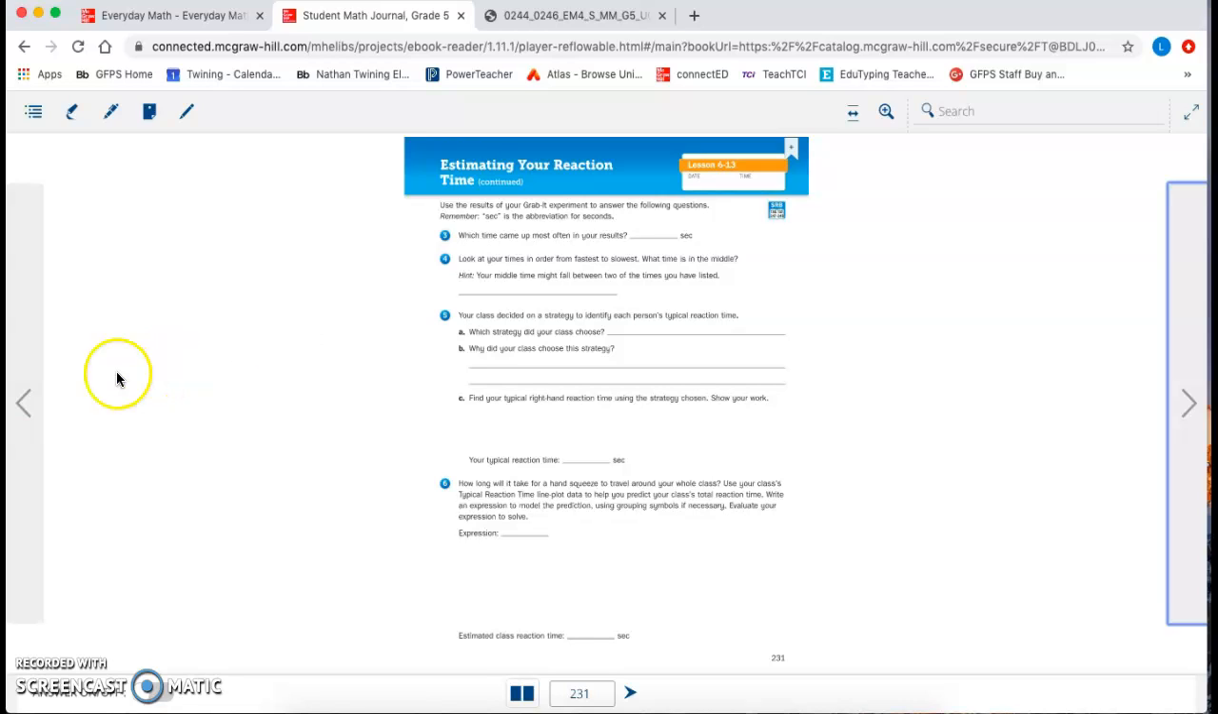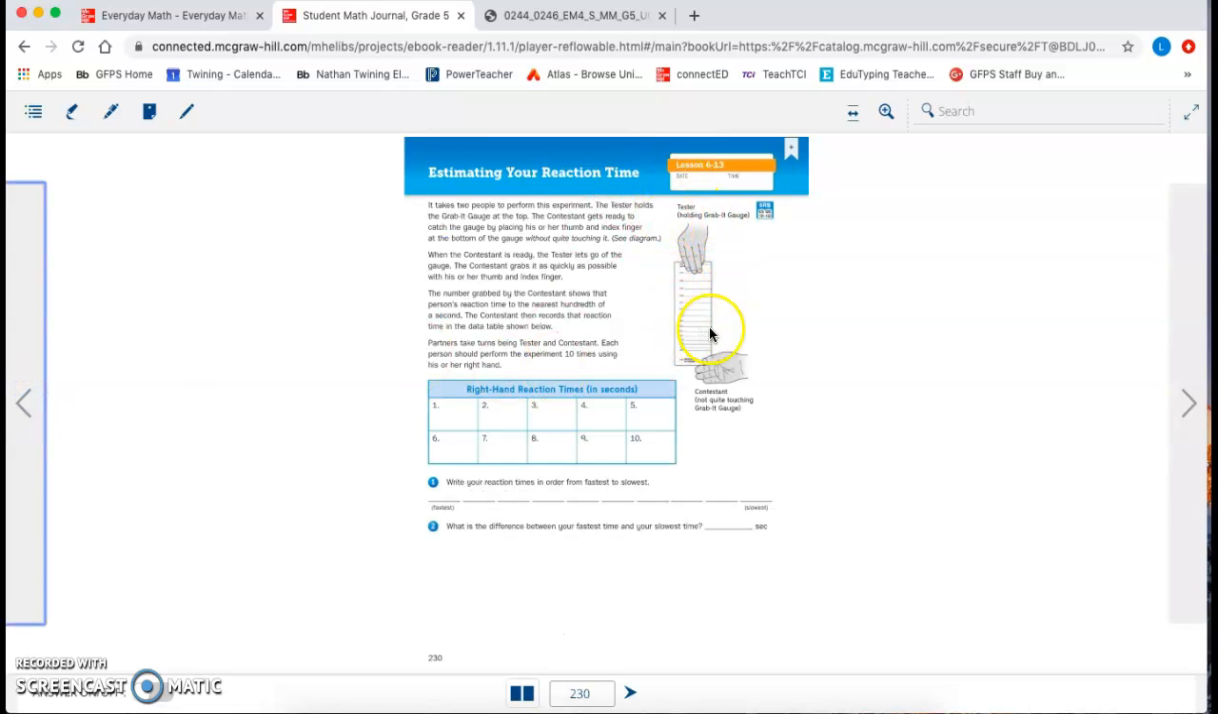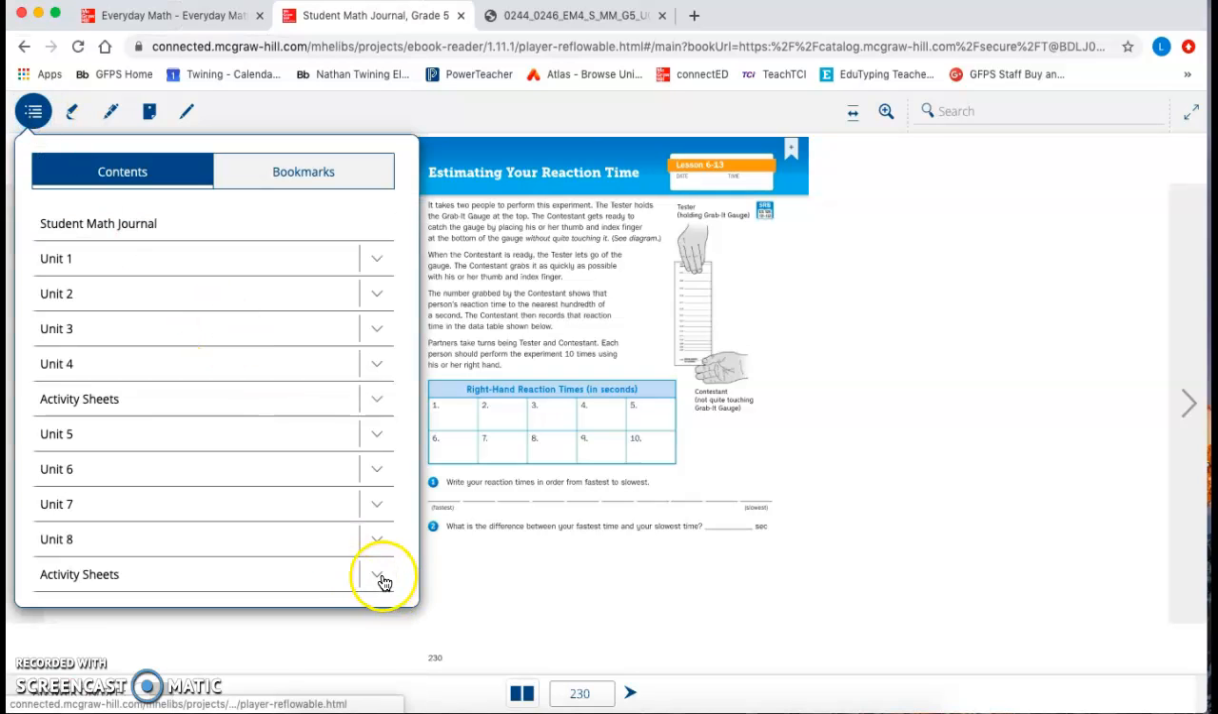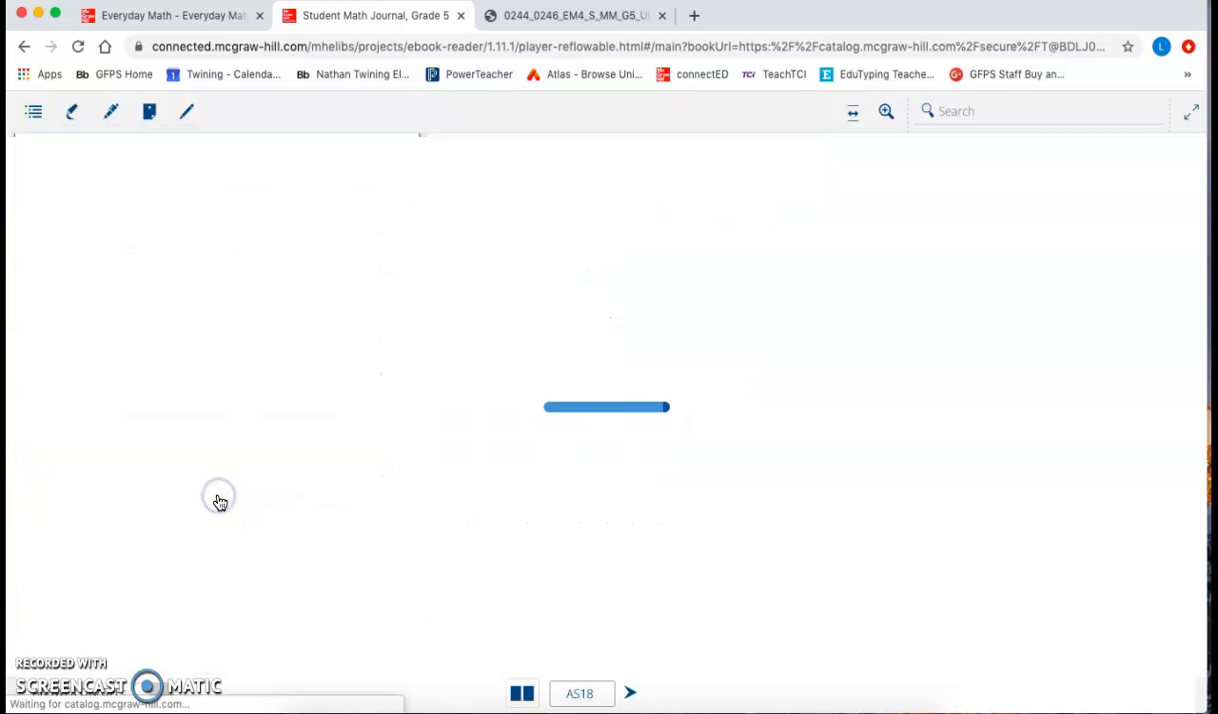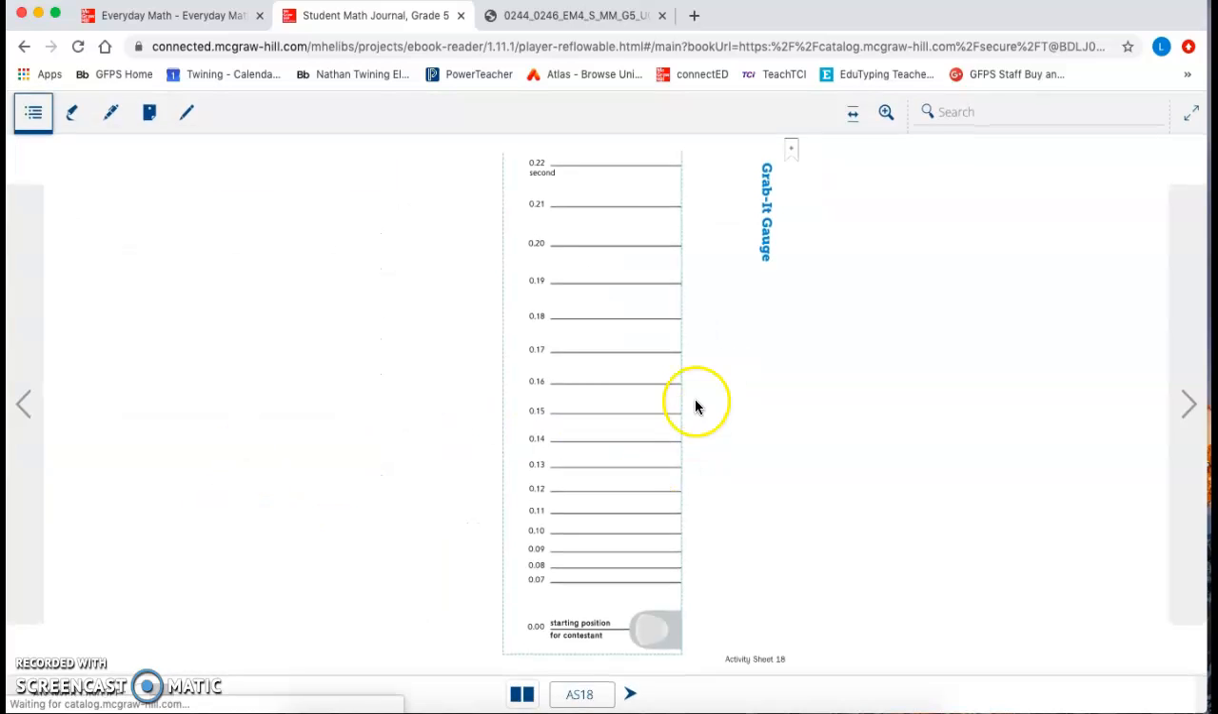Now, the last part of this, you're saying, Mr. Rob, where do I get that gravity gauge? Well, if you go into the back of your math journal where the activity sheets are, there is a gravity gauge. It should look just like this, that you can cut out. So if you would like to do those optional pages, you need to go into the back of your book and either cut this out, or maybe it is perforated on the edges so you can just fold it and tear it out. Best of luck. Let me know if you need any help.